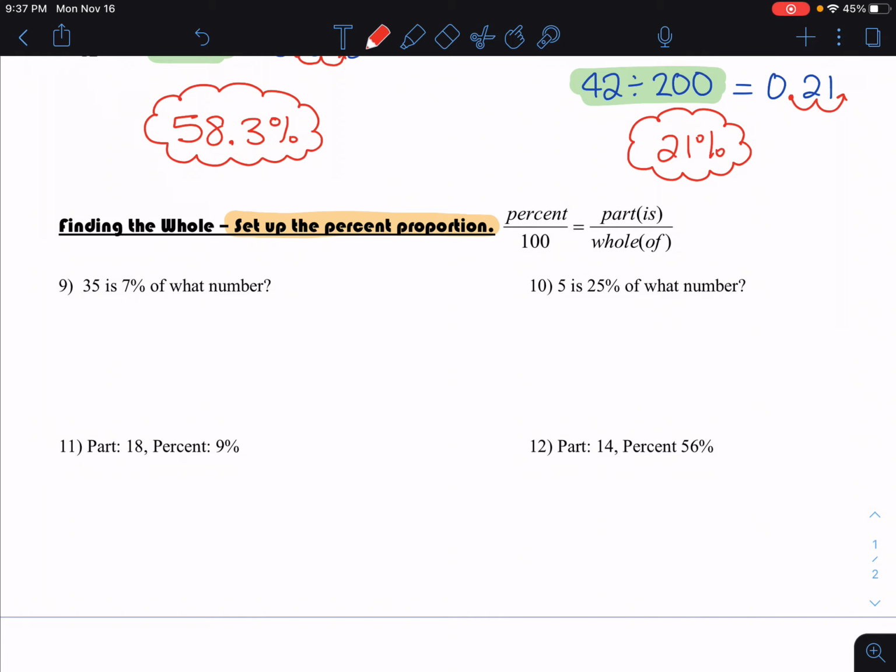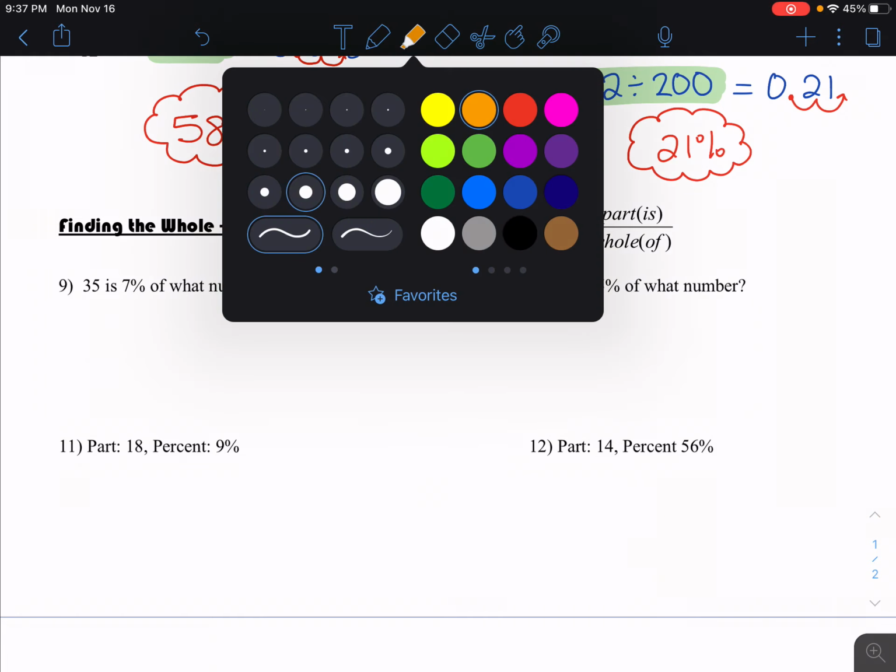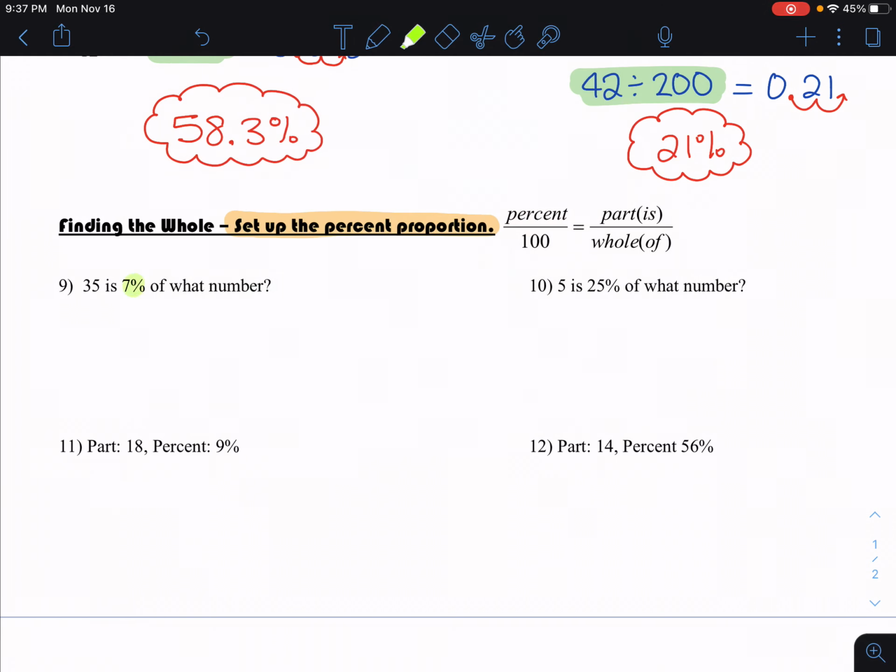So the first thing that you're going to do is you're going to find your percent. So in each one of these problems, I'm going to find the percent first, because I know what that goes on top of. And then where it says 35 is, that's the part up here. So 5 is, the part is. Here they tell us the part is 18. Here they tell us the part is 14. And the whole is going to be a blank space. So we're actually going to use a box to represent our whole.